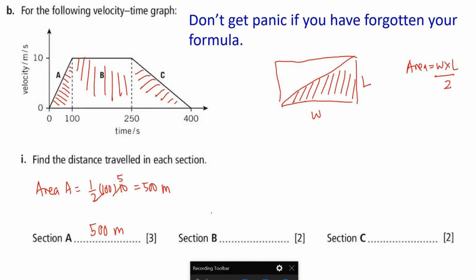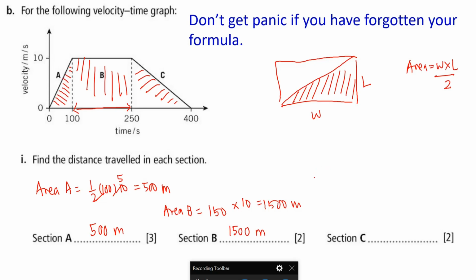Now for section B, the area is very straightforward. It is the area of a rectangle. This length here is 150 seconds. Then you multiply by the height, which is 10. So you have 1500 meter.